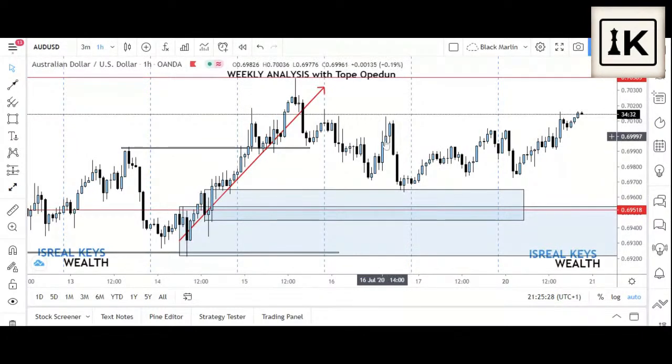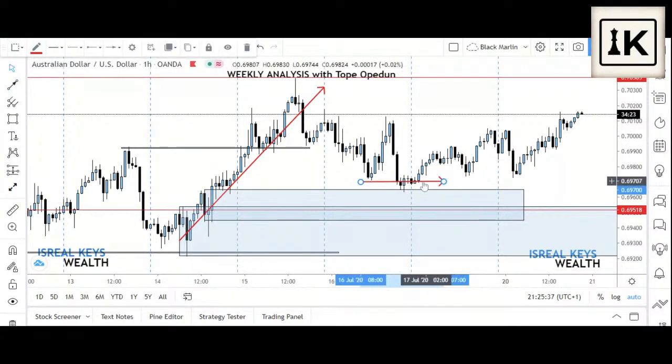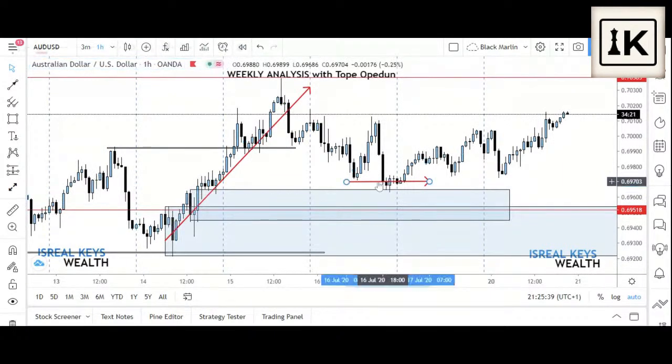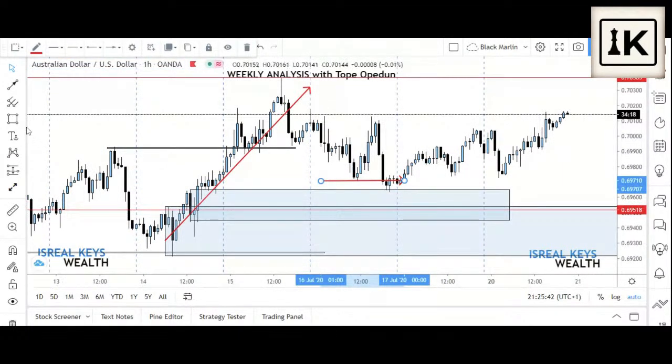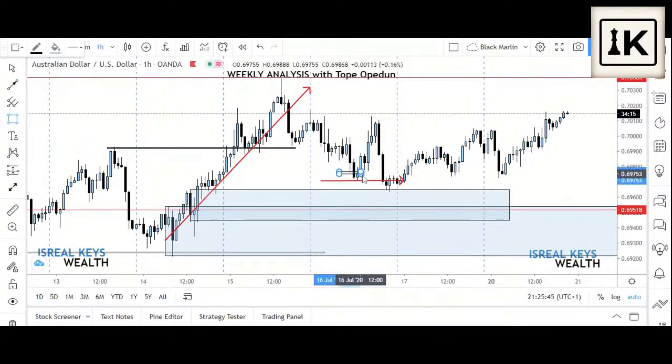And price came back down, took out this low. I'm gonna draw it out for you. This low, took out this low. Okay, took out this low into the order block. Okay, that is an A1 or A-star setup.